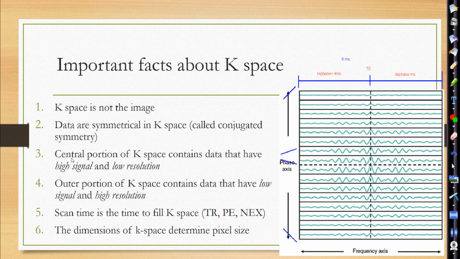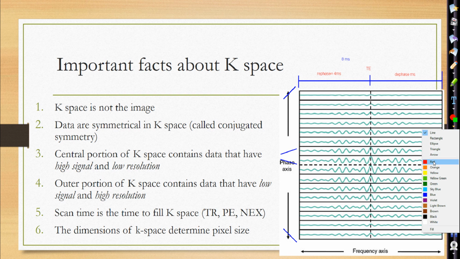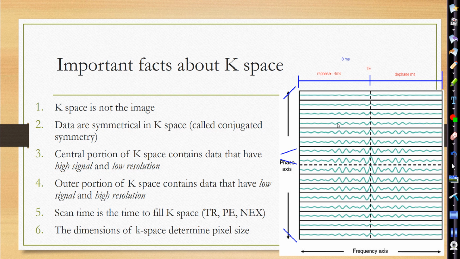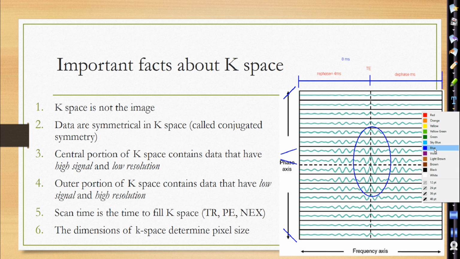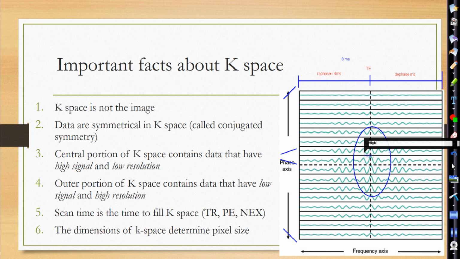All right. This third point, the center portion of K-space contains data that has high signal and low resolution. So see here how our amplitudes are a lot higher in the center? So that gives us a high signal. So I would say all this area right here, this gives us high SNR and contrast to noise ratio. Okay? Because we can see the amplitudes of that signal and those data points are a lot higher. We get more signal from that. So those are going to be your bright areas on your MR image.